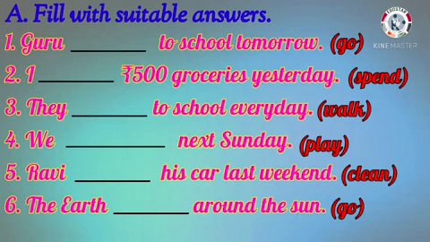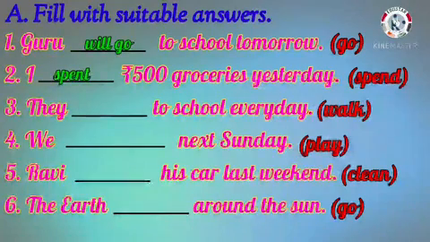First one, Guru dash to school tomorrow. Here in bracket go is there. This sentence is in future form because this word tomorrow is there. So fill using will go. 2. I dash rupees 500 on groceries yesterday. In bracket spend is there. This word yesterday represents simple past tense. The past form of spend is spent.